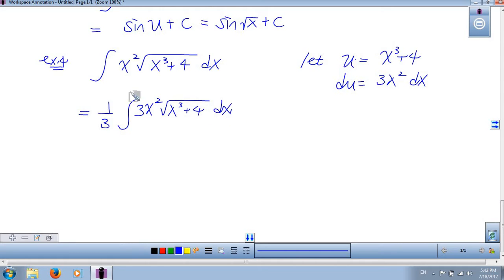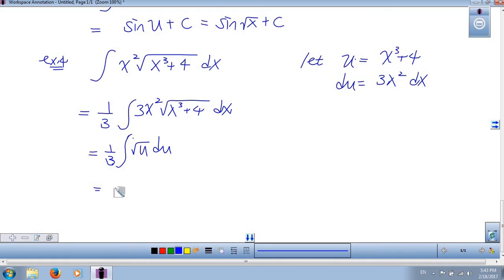Okay, so after this I can recognize this is going to be my u, so it's going to be square root u, and 3x squared dx is going to be my du. But then I'm having a 1/3 factor in front of it. That's to take care of this 3. We're missing that 3, right? The original integral doesn't have the 3 there, but we can multiply by a 3 inside and multiply by 1/3 on the outside.